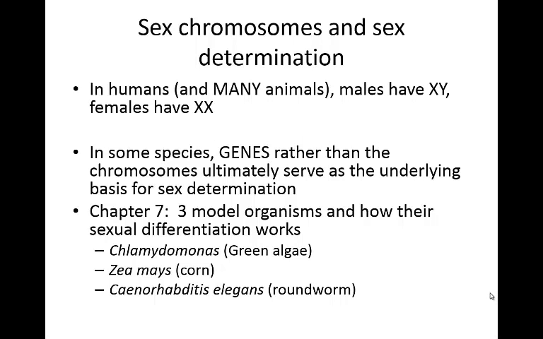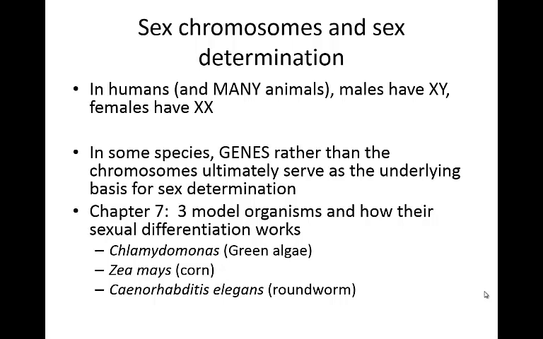With the sex chromosomes in humans and many different types of animals, males have an X and a Y chromosome and females have two X chromosomes. In some species, males and females have the exact same chromosomes, and the genes rather than the chromosomes are going to ultimately serve as the underlying basis for sex determination.